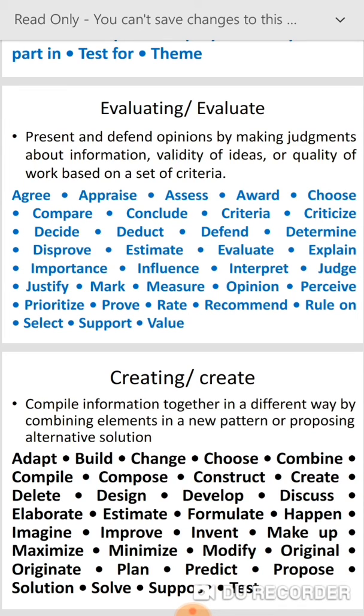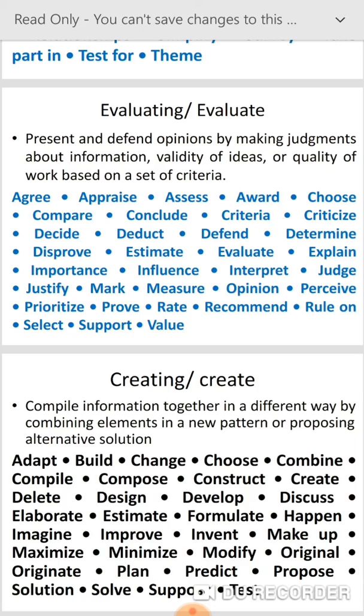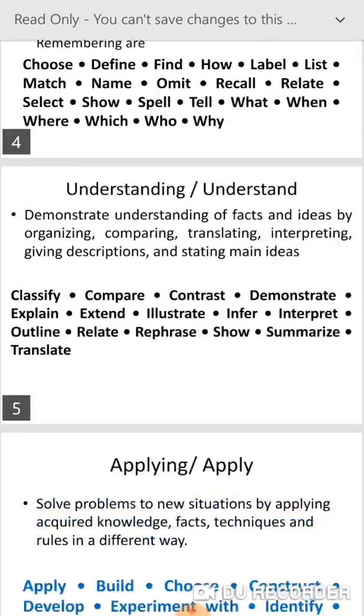So in cognitive domain, this is the important change that happened: knowledge changed to remembering, then comprehension has been replaced by understand, then apply, analyze, then evaluate and create. Let me discuss this in Malayalam also very briefly.